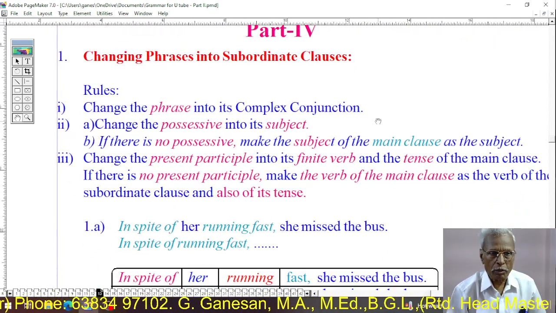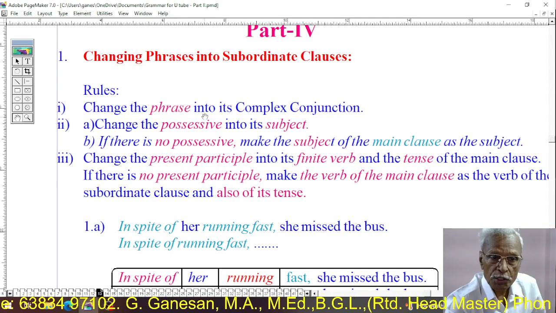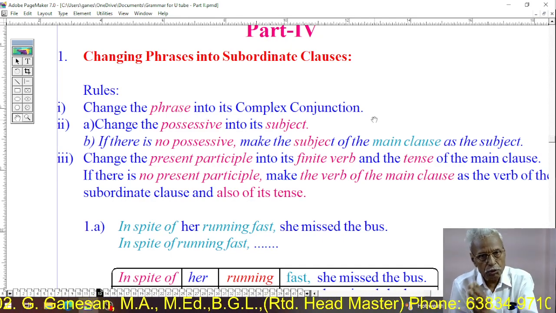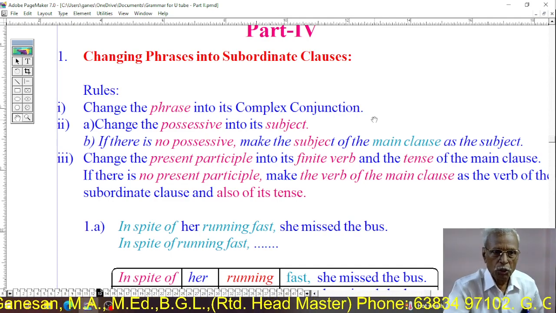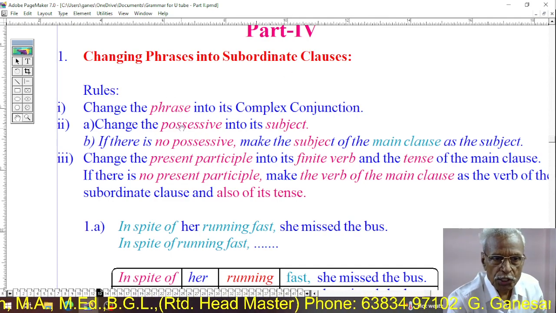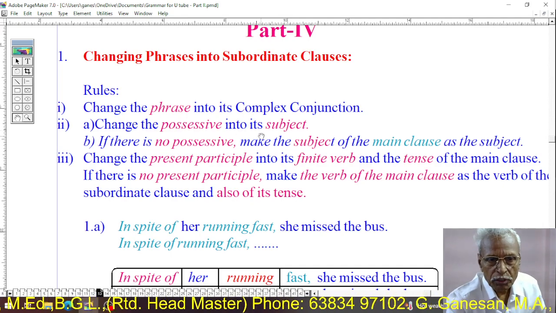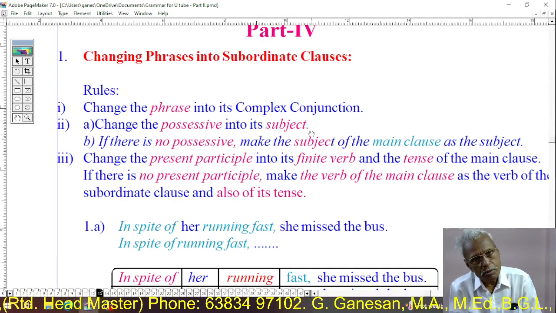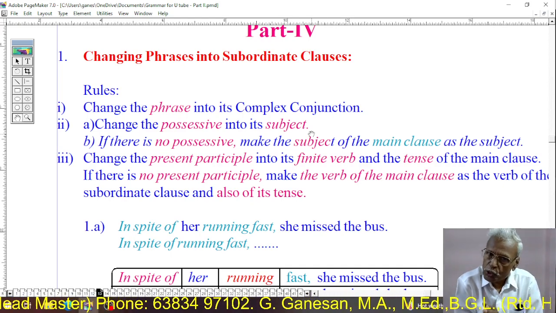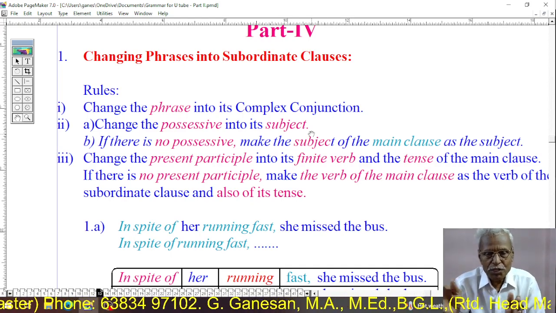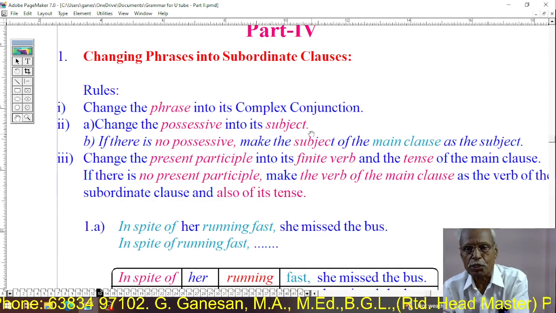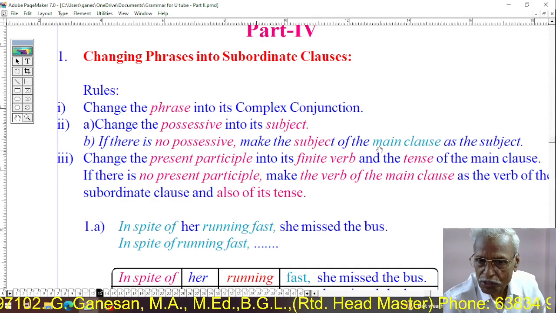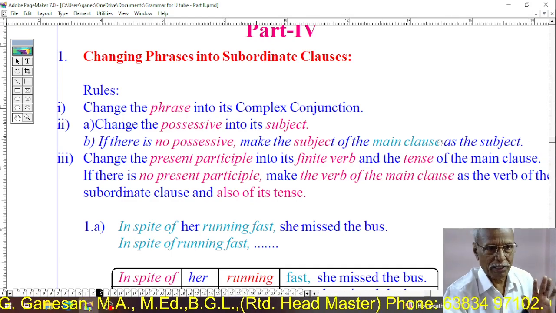See, the first rule is change the phrase into its subordinating conjunction. The phrase should be changed into its subordinating conjunction. Rule 2, change the possessive into its subject. The possessive should be changed into its subject. If there is no possessive, then the subject of the main clause should be used as the subject.